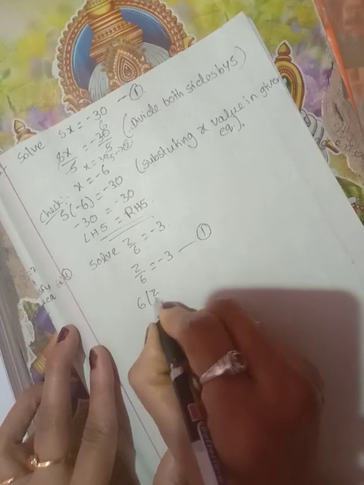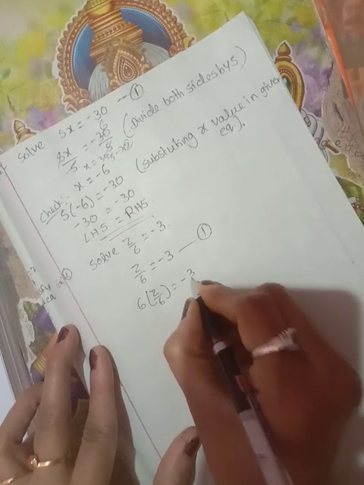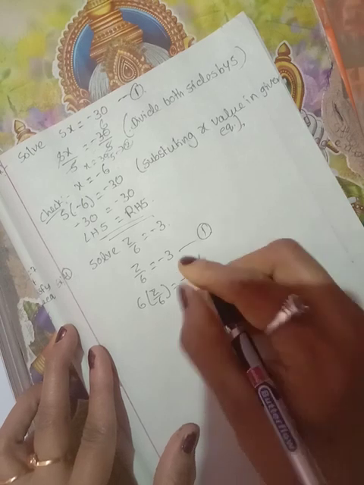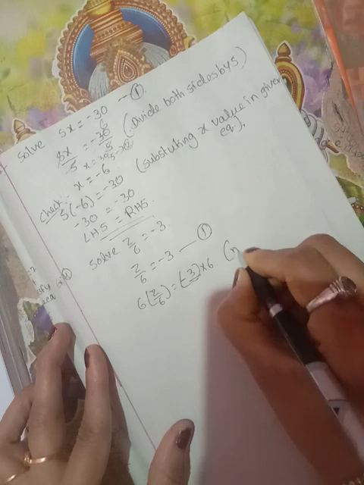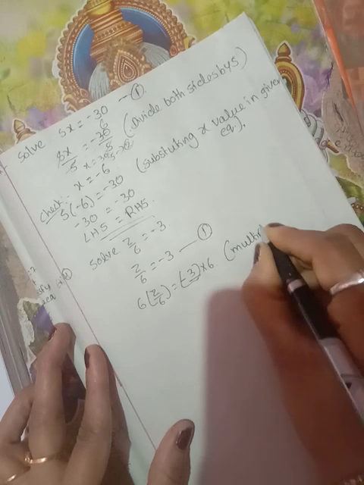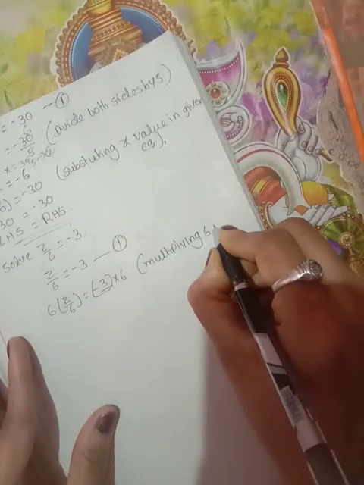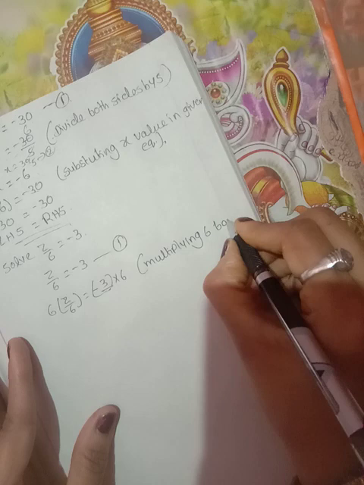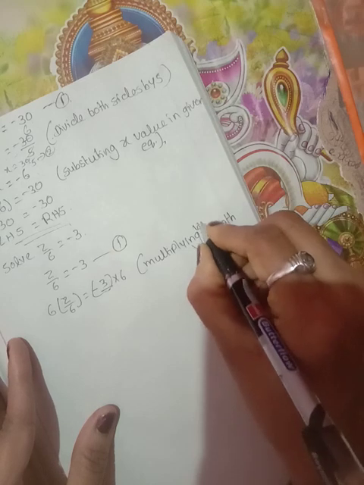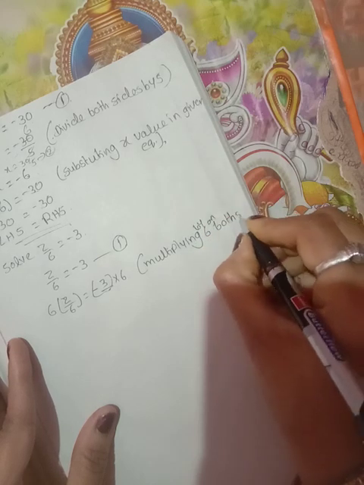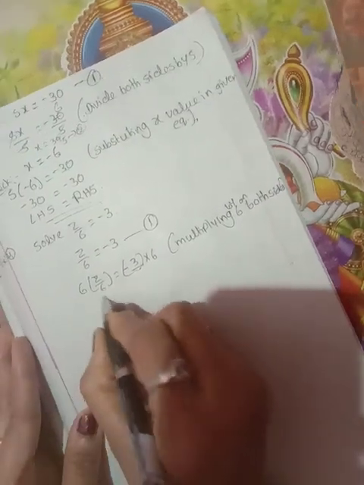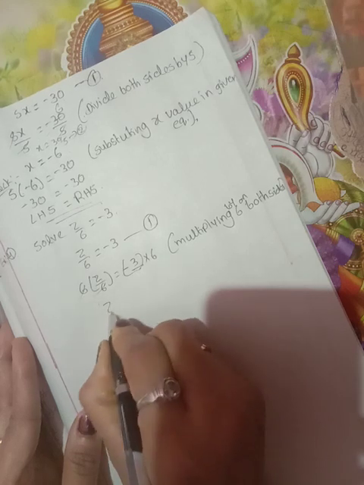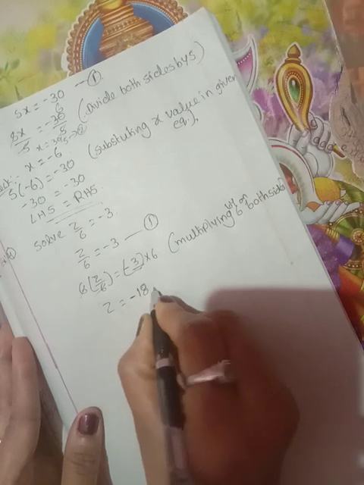Z by 6 equal to minus 3. Multiplying by 6 on both sides. Multiply by 6 on both sides. Here the 6 cancels, so z equal to minus 18 only.